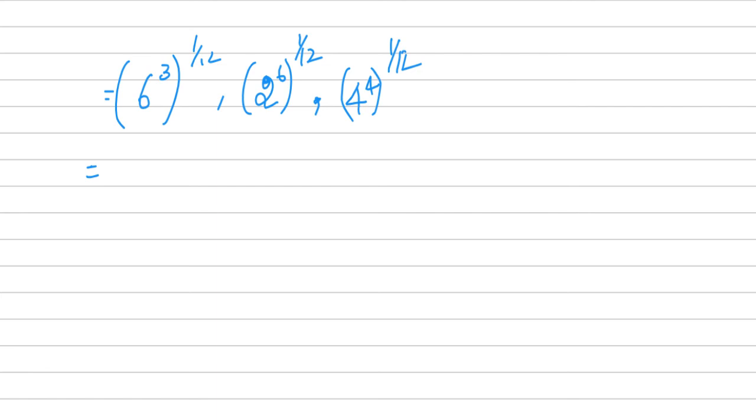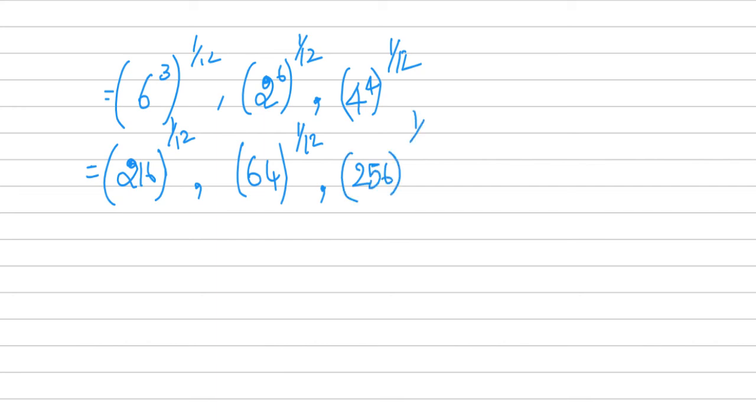6 cube is nothing but 216. 2 to the power 6 is nothing but 64. 4 to the power 4 means 16 into 16, 256. So you have three different terms here, but number is different, power is same. So when you want to find which is largest, it's very easy. The number which is bigger is the biggest term, right? So this is the biggest number.